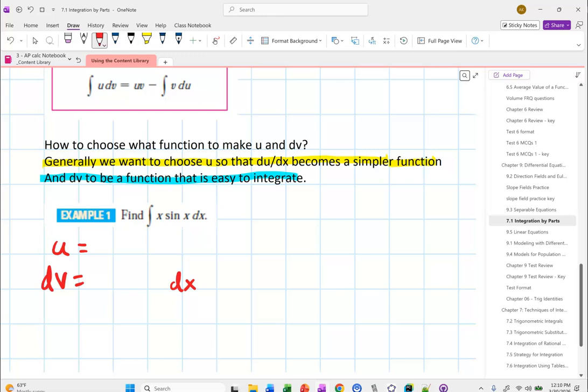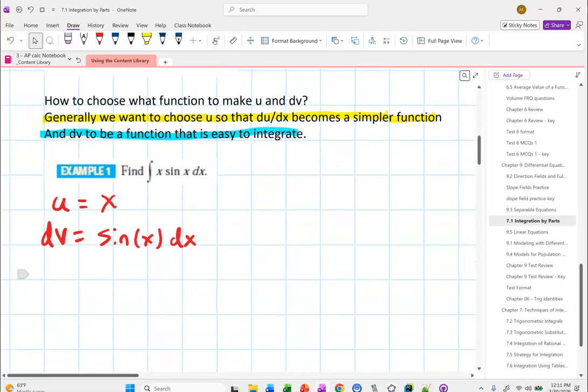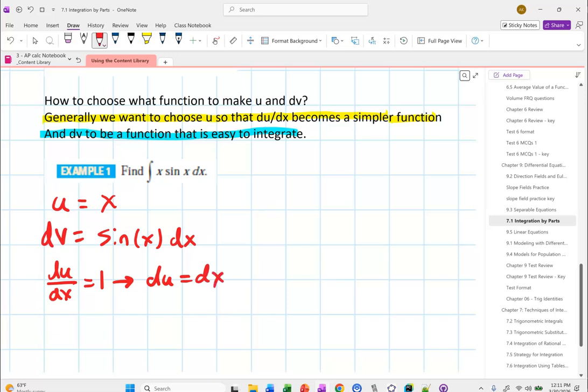Should u be x or should u be sine x? X, right? Because the derivative of x is 1 and it doesn't get much simpler than that. So dv then will be sine x, and that's not a problem. I can integrate sine x, no problem. That's one we have an antiderivative formula for. Everybody okay so far? I'm going to then take the derivative of u, and I find then that I can say that du is going to just equal dx.